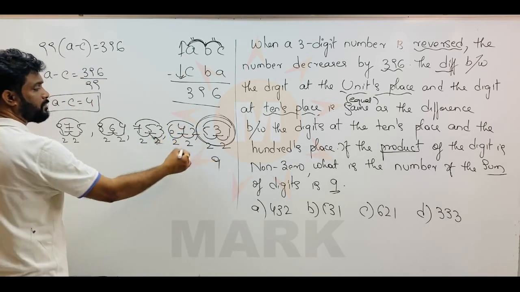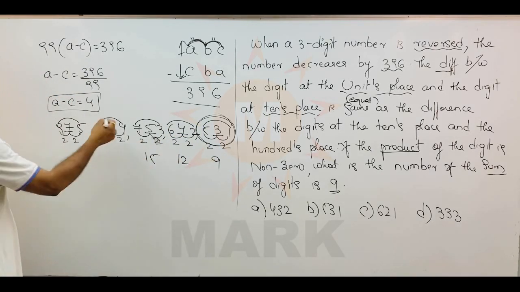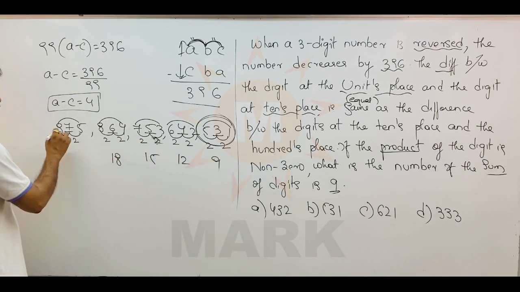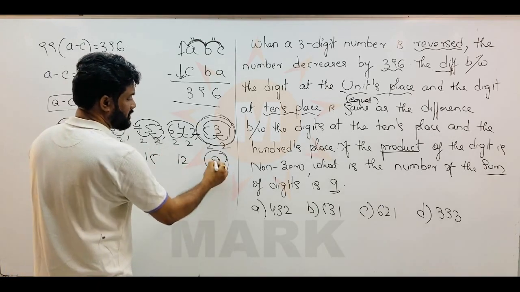What is 6 plus 4 plus 2? This is 12. What is 7 plus 3 plus 5? This is 15. What is 6 plus 4 plus 8? That is 18. What is 9 plus 7 plus 5? 9 plus 7 is equal to 16. 16 plus 5 is equal to 21. So this is the only number which is satisfying all the rules.